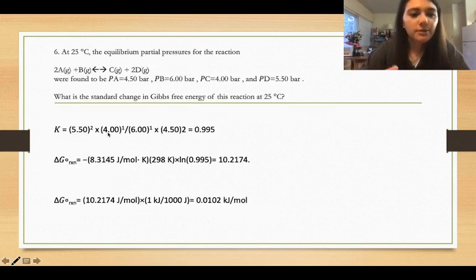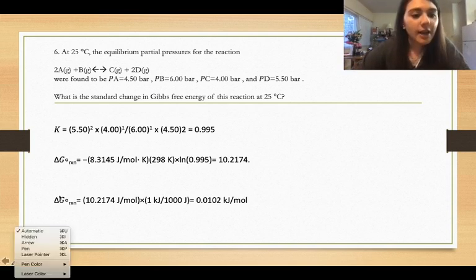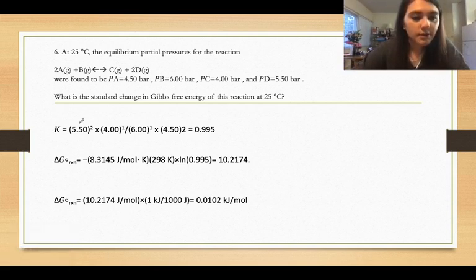So there are 2 ways to do it. When I see KEQ specifically, I always go for negative 2.3 times R times T times the log of KEQ. And when I see K, I always use Gibbs free energy equals negative R times T times the natural log of K. I wanted to write that in, and there we go.